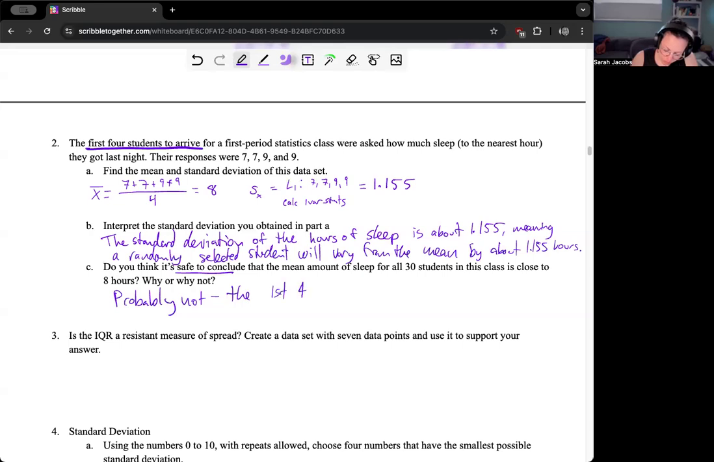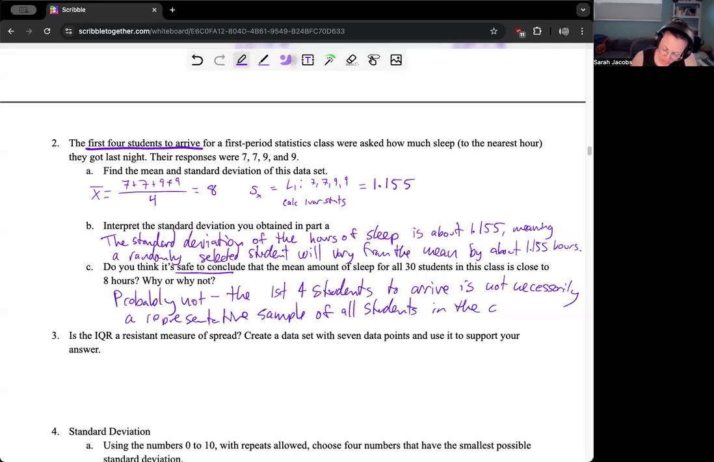The first 4 students to arrive is not necessarily a representative sample of all students in the class, right? Maybe the people who arrive a lot later got more sleep and they slept in, and that's why they're arriving later. Maybe they got less sleep because they're cramming for the project due. Who knows, right? First 4 of anything seems like a convenient sample.